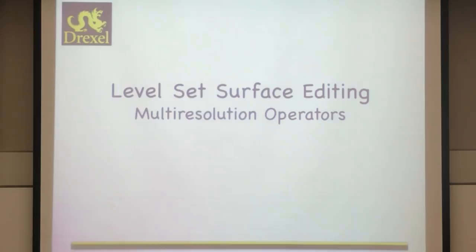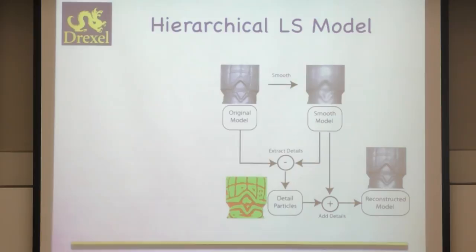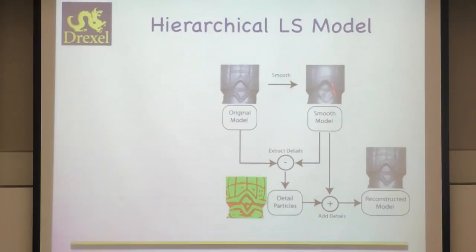I've also worked around people doing multi-resolution modeling, so we decided we want to bring that to level sets. The idea is that you have some high-res model, let's say 1K cubed, you smooth it, and you can do some kind of difference. We extract the difference information into what we'll call detail particles, and show that if you take the smooth model and connect it with the detail particles, you can reconstruct that model. And you're like, well, why do you need to do that?